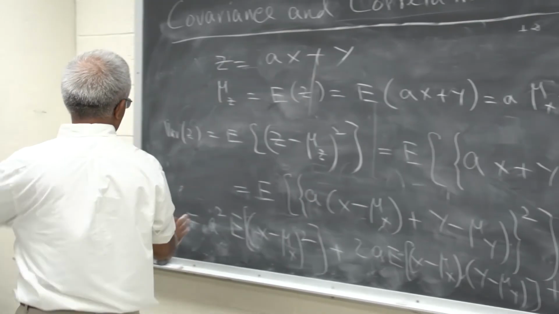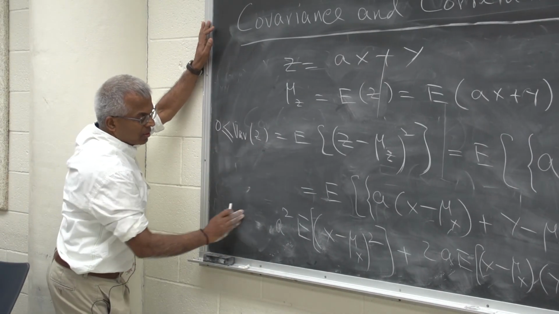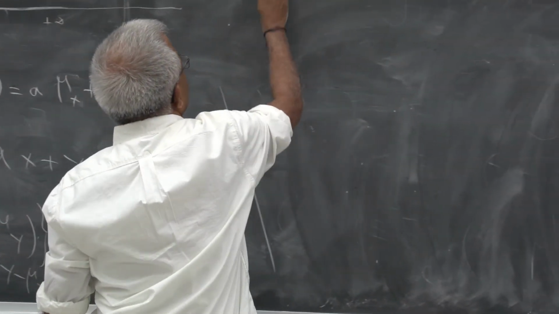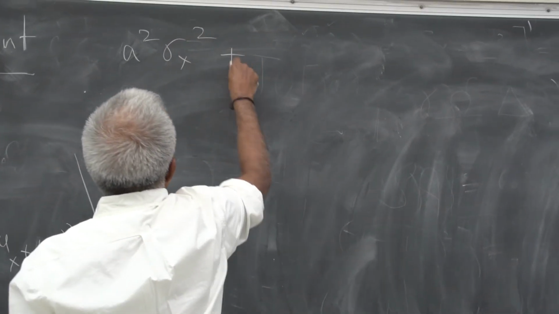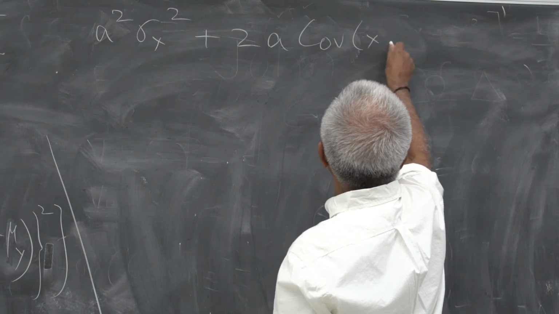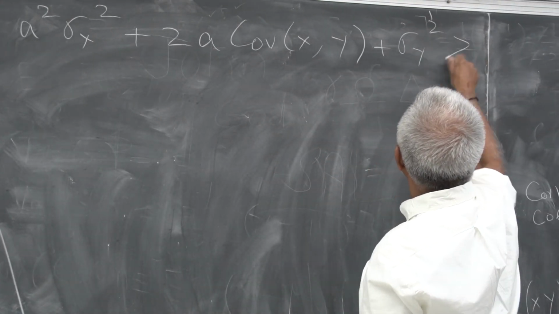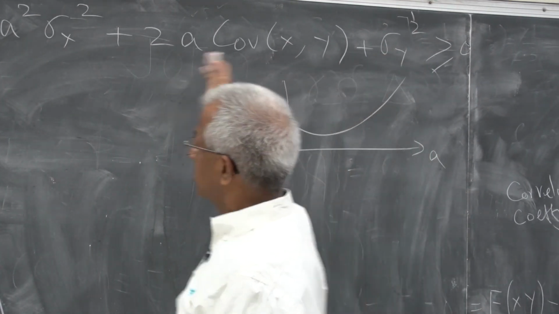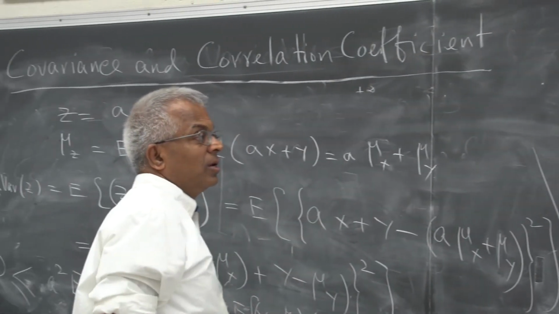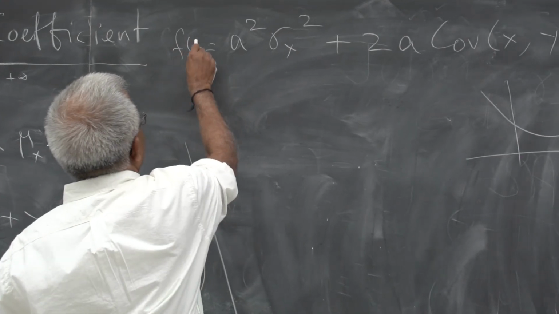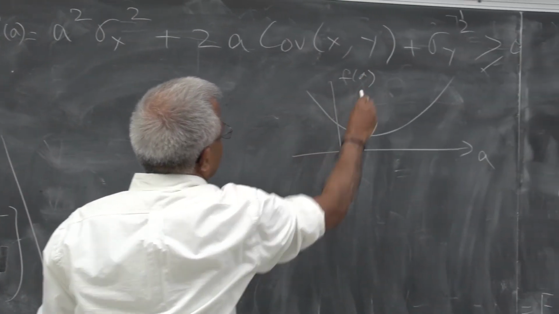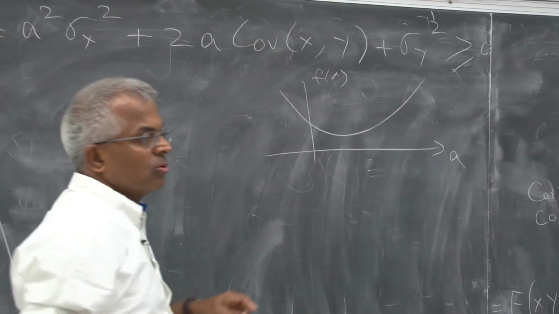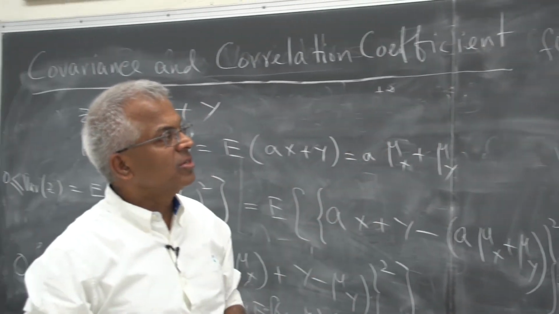Also notice that this quantity has to be non-negative because the variance is non-negative. So we have a squared sigma x squared plus 2a covariance of x comma y plus sigma y squared is non-negative. This is a quadratic in a, and it is always non-negative. If I plot this whole quantity as f of a, a quadratic has two roots, but I don't see any real roots here. That means the roots are imaginary, which means its discriminant is negative.